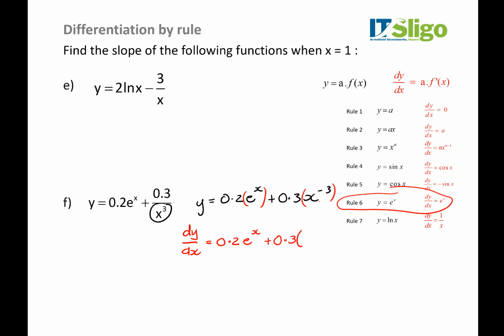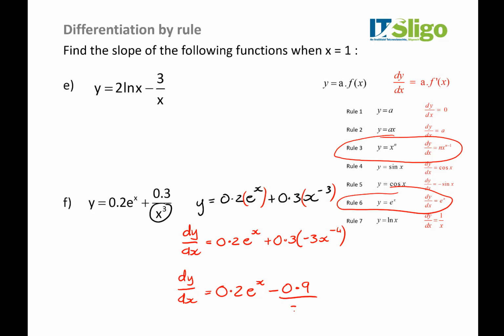But now I'm differentiating this using rule 3. Bring down the power. Keep my x. Add minus 1 to the old power. And then I'll just write it out neatly. Minus by a minus, minus by a plus gives me a minus. Numbers do what numbers do. And then x to the power of 4. And that's my answer.